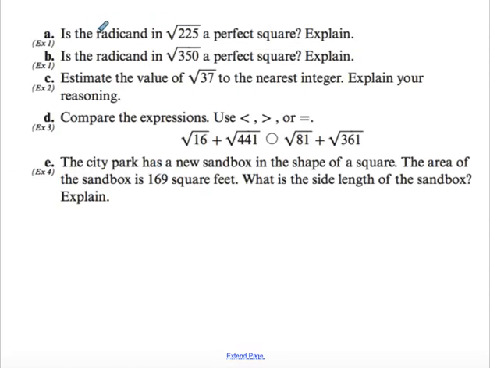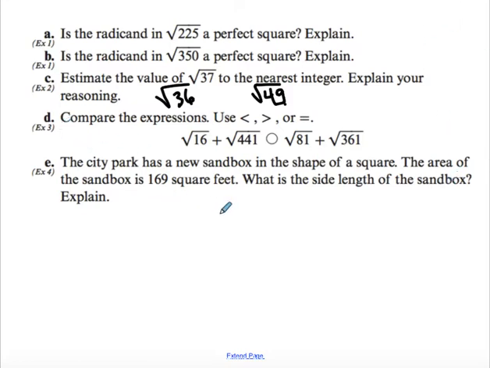Okay, let's talk about a couple of these. Is the radicand in the square root of 225 a perfect square? And we would know yes, because 15 times 15 is 225. How about root 350? Well, no whole number times itself is going to give us 350. So no, 350 is not a perfect square. Root 37. Well, if we look at the square roots that are near it, we would say it's near root 36 and root 49. And it's definitely closer to root 36, which is 6.